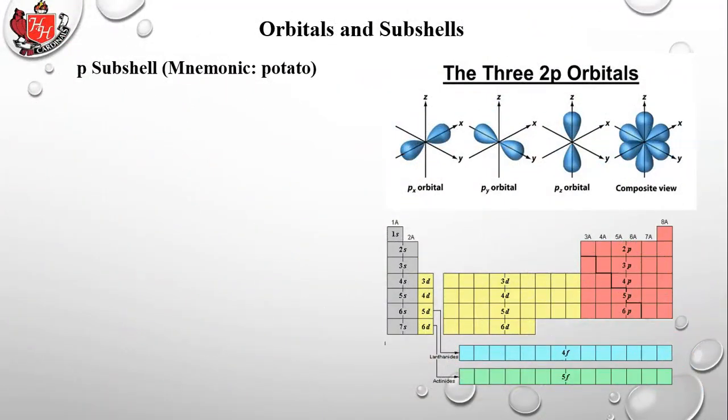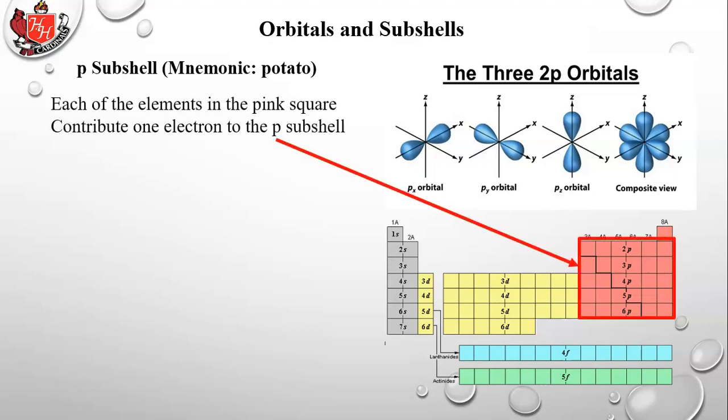So the P subshell. Each of the elements in the pink square contributes 1 electron to the p subshell. So the second row, for example, the second orbital can hold 8 electrons. We've said that for a long time. The 2s holds 2 of those 8 electrons, and the 2p holds 6 of them. Same with the third row. The 3s holds 2 electrons, the 3p holds 6 electrons.